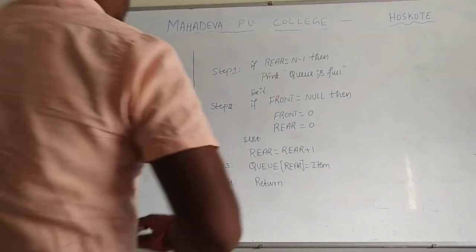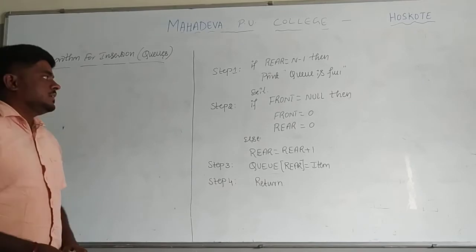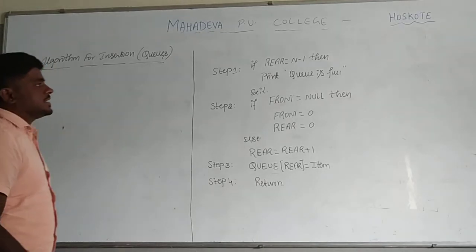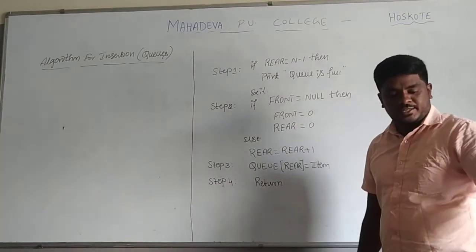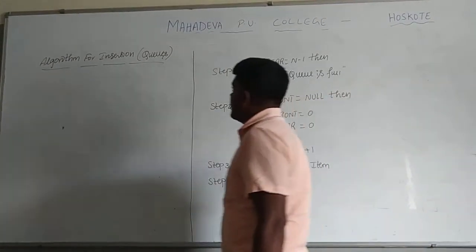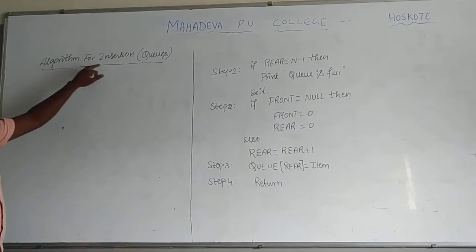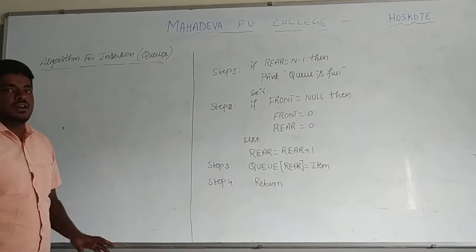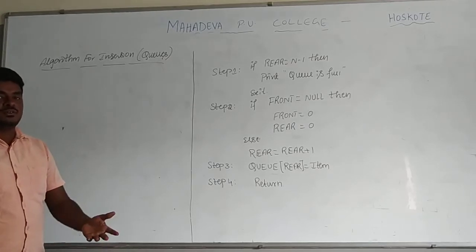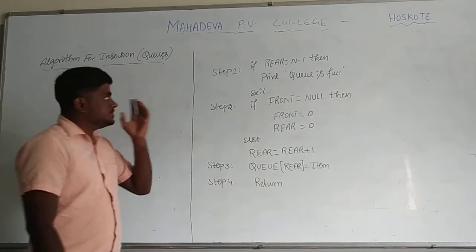Good morning, students. Last class we learned about the memory representation of queues. In that we discussed two types: one is static memory representation and another is dynamic memory representation. The next concept in this queue data structure is the algorithm for insertion of a new element into the queue. How are we inserting a new element into the queue data structure? With the help of this algorithm we can easily learn.